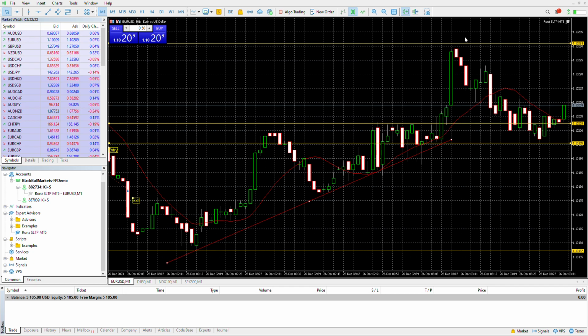I saw this, and when this happened, there was a high degree of probability that as soon as it reached that area, there would have been a retracement back down to the area of support. And that's what's happening here.